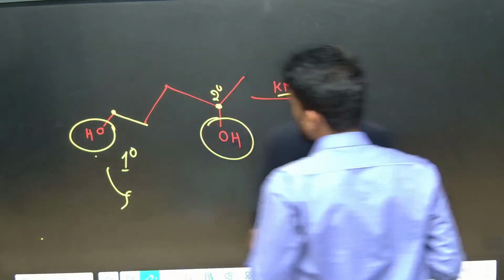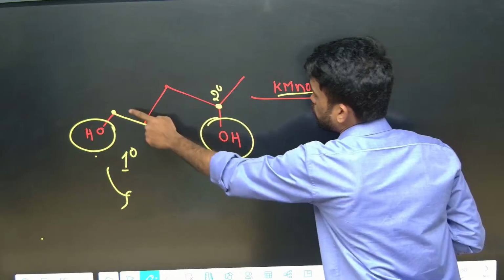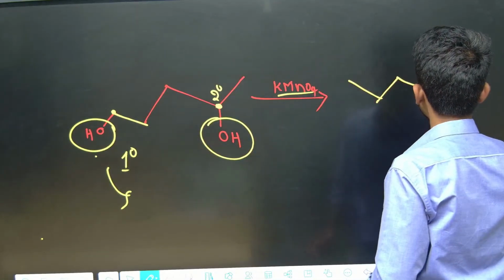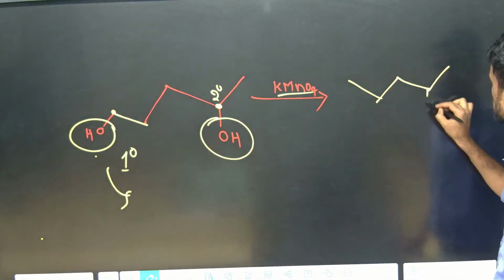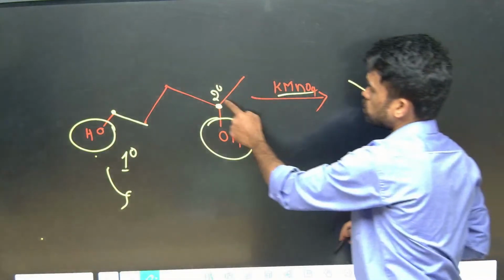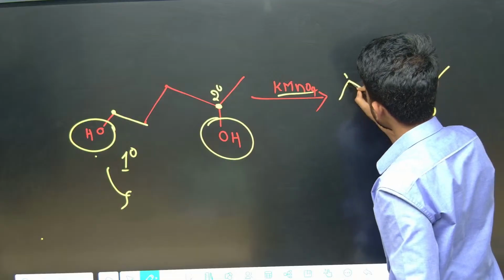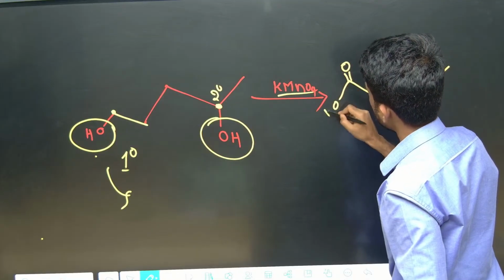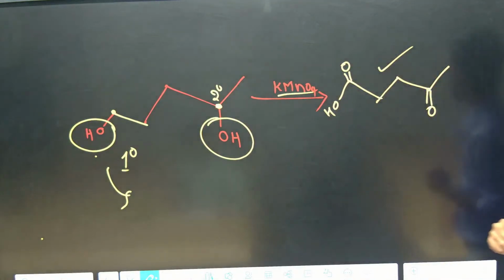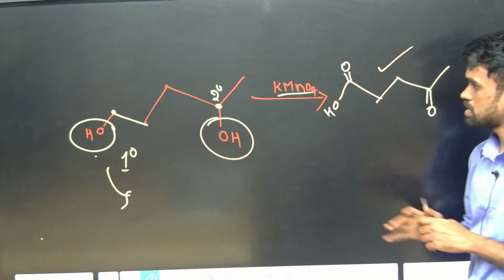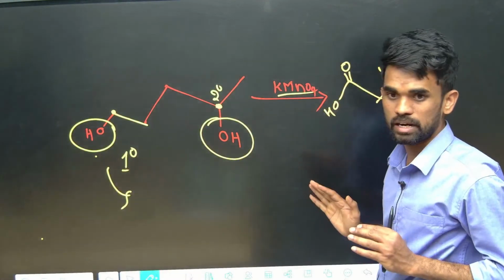Okay. So how many carbons are there? 1, 2, 3, 4, 5. So write 5 carbons first. This will be converted into ketone. 1, 2, 3, 4, 5 now. 1, 2, 3, 4, 5. So here you are going to get a carboxylic acid in this way. That's it. This is your final product. So this is the basic difference you need to understand.